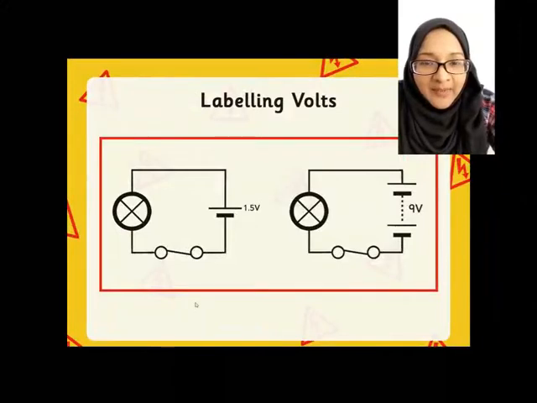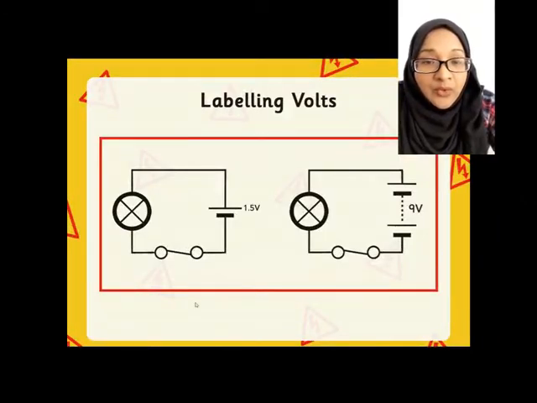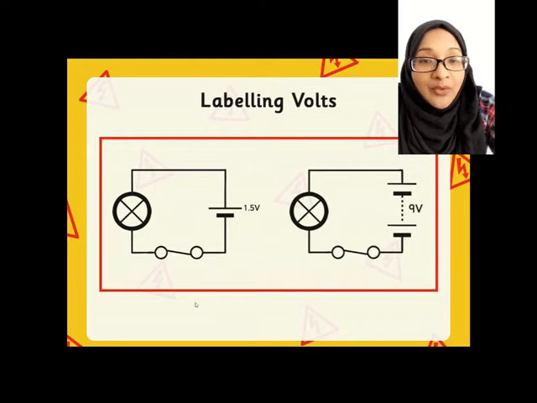Okay, a bit of recapping. Last week your task was to draw scientific circuit diagrams using scientific symbols. If you look at the two on the screen, you'll notice that both the circuits are more or less the same. Can you spot the difference? Yes, the only difference is that one has a cell which has 1.5 volt and the other one has a 9 volt cell. Well, there's two cells actually.